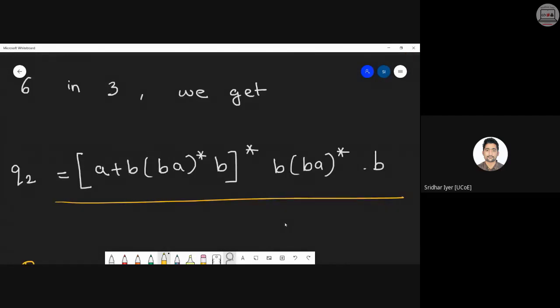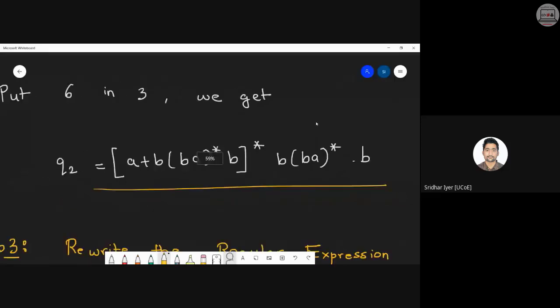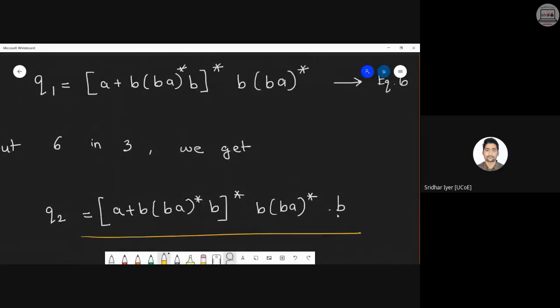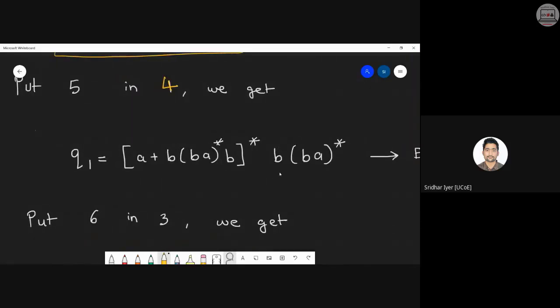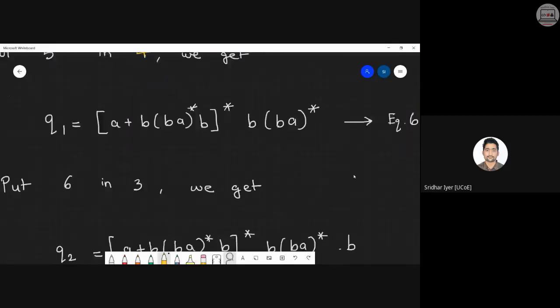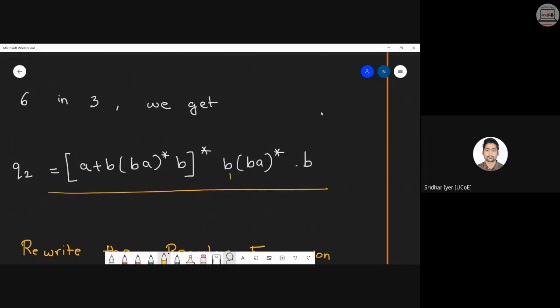Ayush, correct. A plus B into BA closure B whole closure. Correct. B dot BA closure B. B will also come, right? Just check. B dot BA closure B. Kindly check. This B I'm talking about. This is also there, right? Yes, correct. Jay is correct.